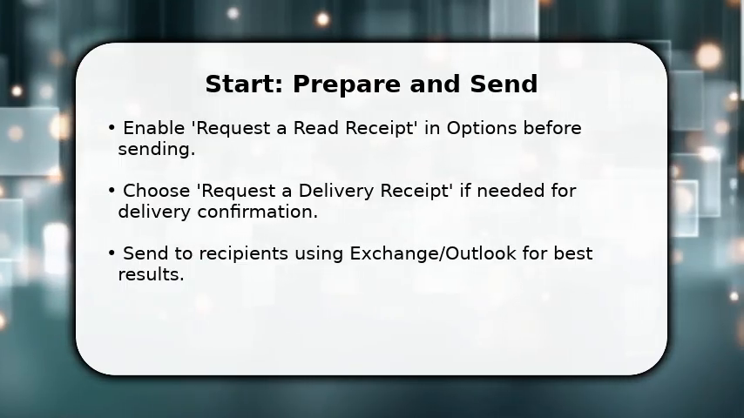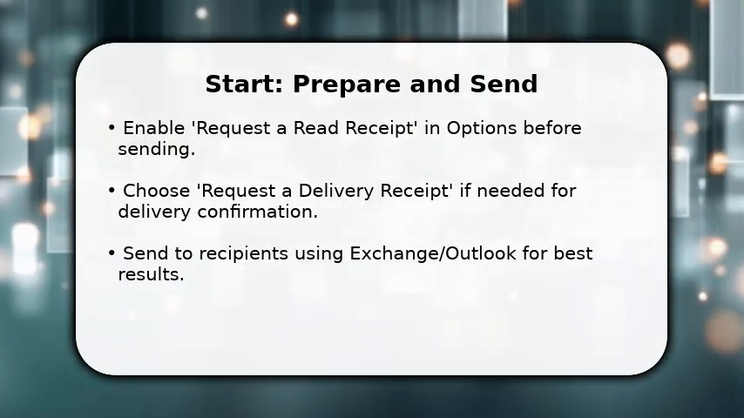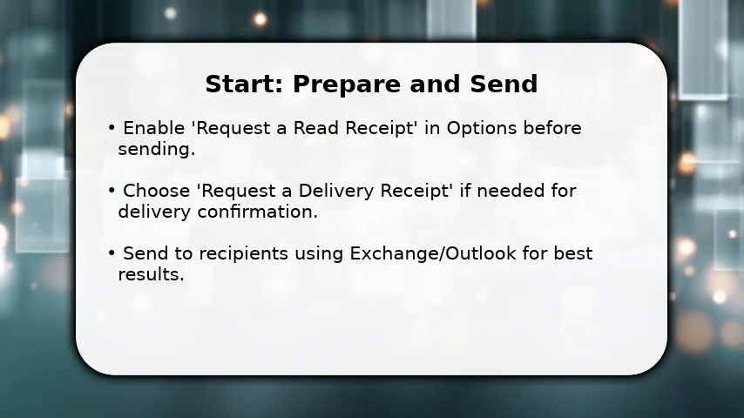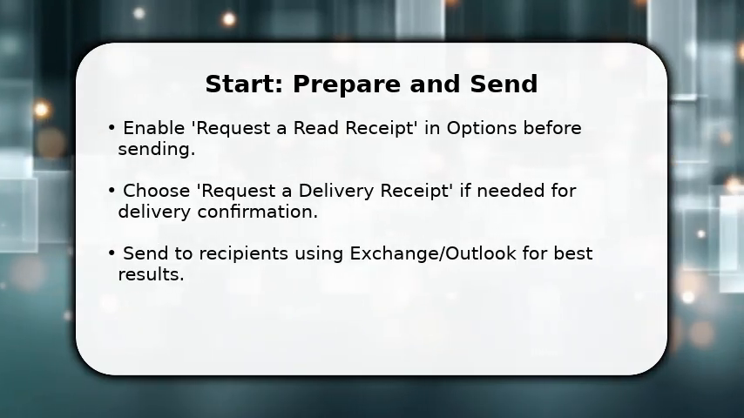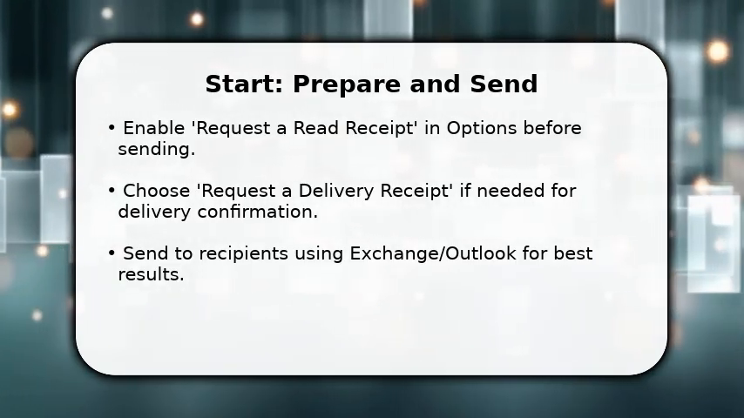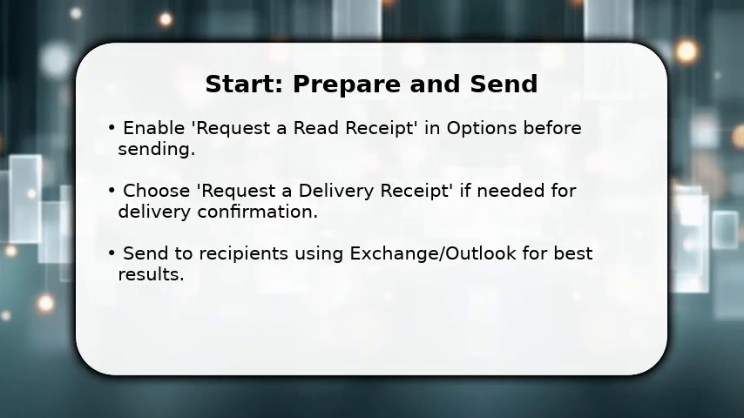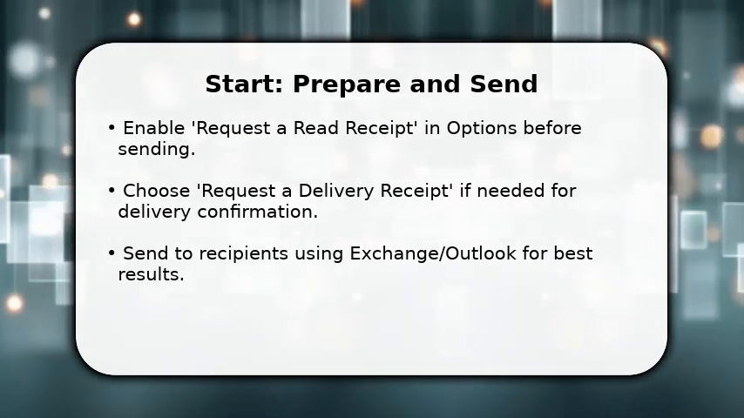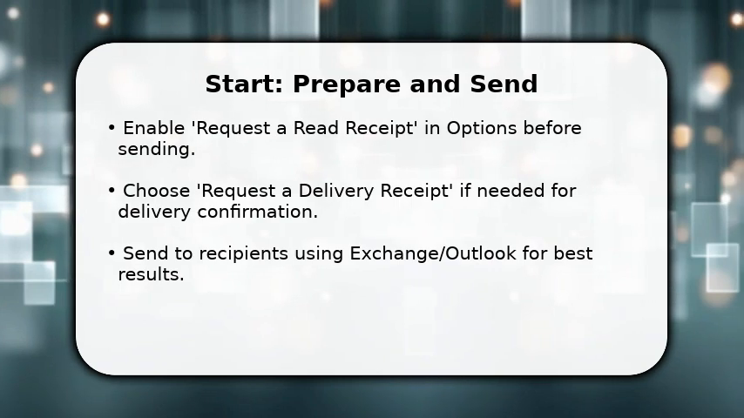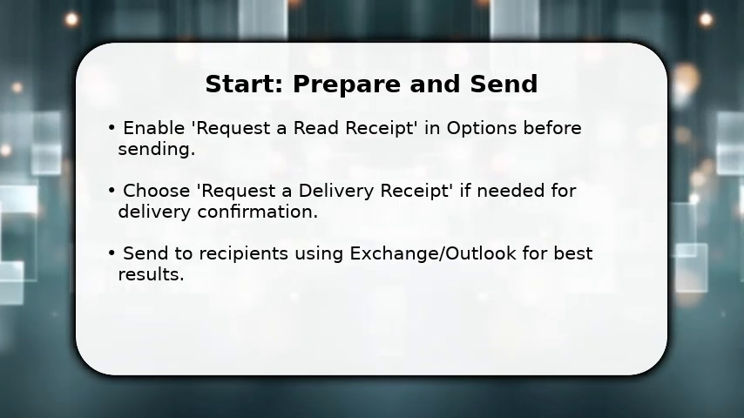Use an Exchange or Outlook recipient when possible because read receipts depend on the recipient's client. Avoid sending to mailing lists or external systems that strip receipts. Once done, finish composing, add attachments, and hit send. You now have receipts enabled and are ready to track responses.